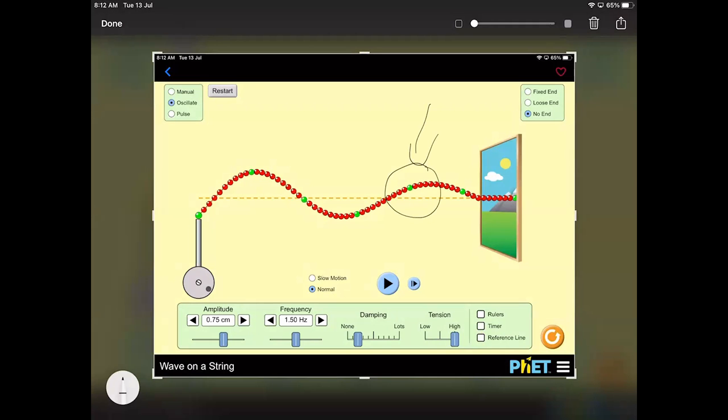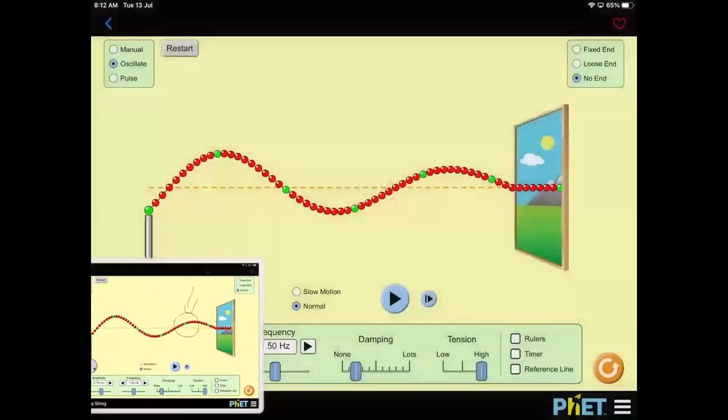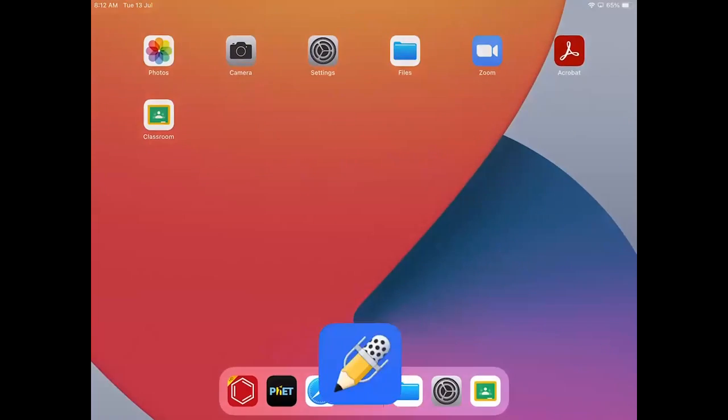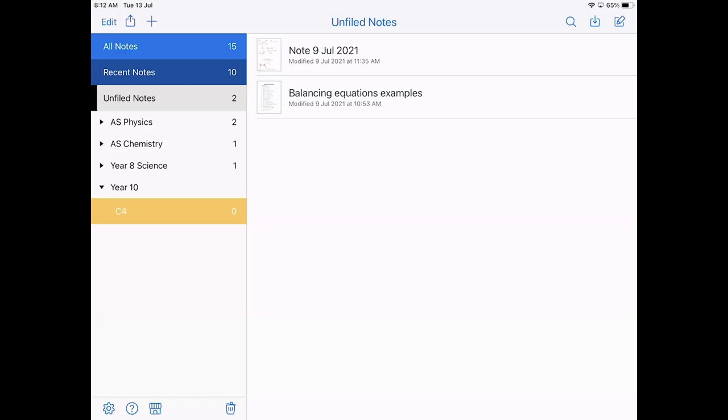So when you think about a sound wave, it's exactly the same concept. The sound would start at one point. So you would start, let's say, at a vibrating source.